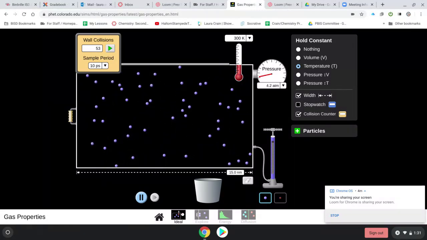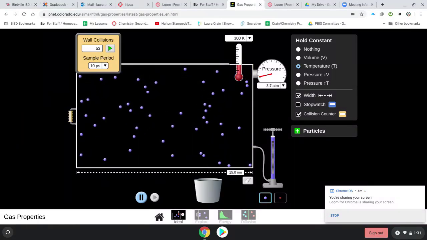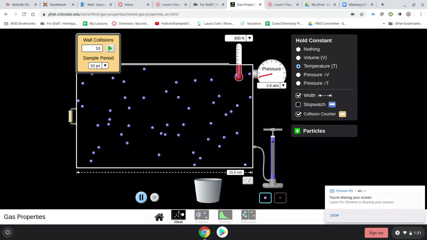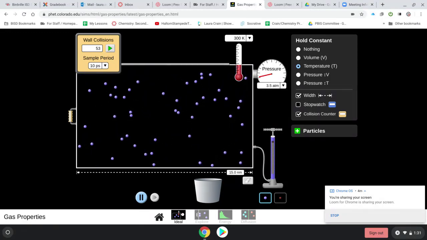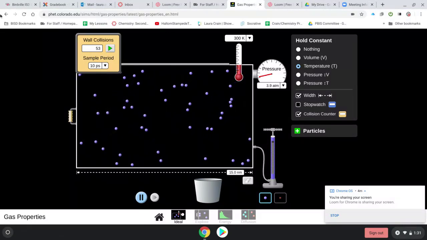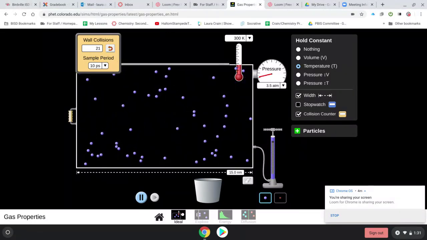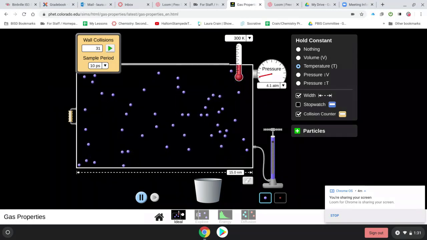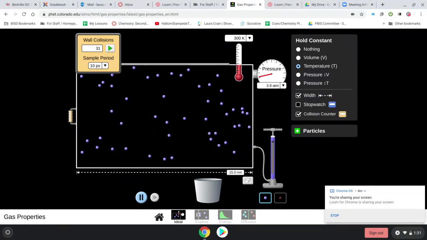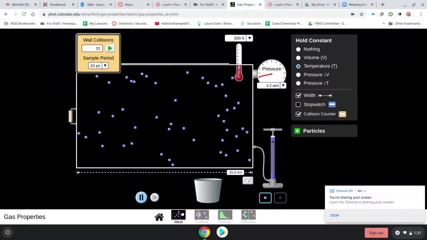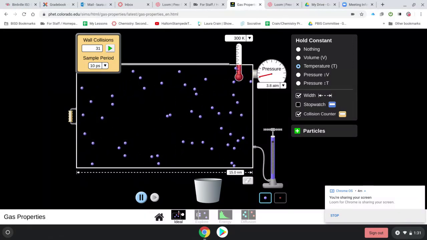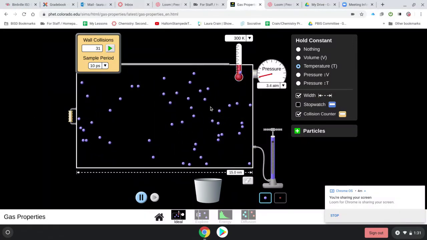So look at what that does to the pressure. We've got tons more space, and so our pressure goes way down, to like 4-ish. All right, let's look at our collisions. Okay, 31 collisions. So not bad, really. And this is what Boyle's law is doing.